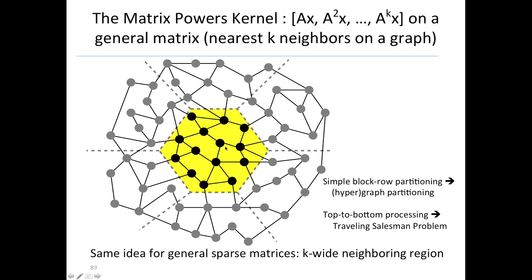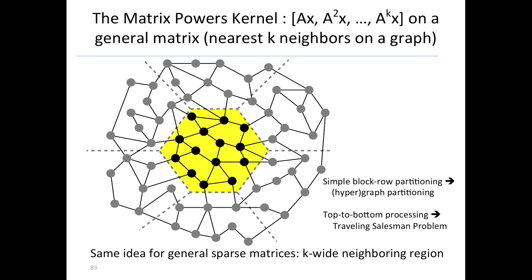What about a general sparse matrix? So it's very much the same idea. So now I've represented my sparse matrix as a graph. Each node is a row or a column. Each edge is a non-zero. And I've partitioned the matrix here so that this processor, the yellow processor, owns these rows. And then it also needs some other data. So what data does the yellow processor need to compute A times X?